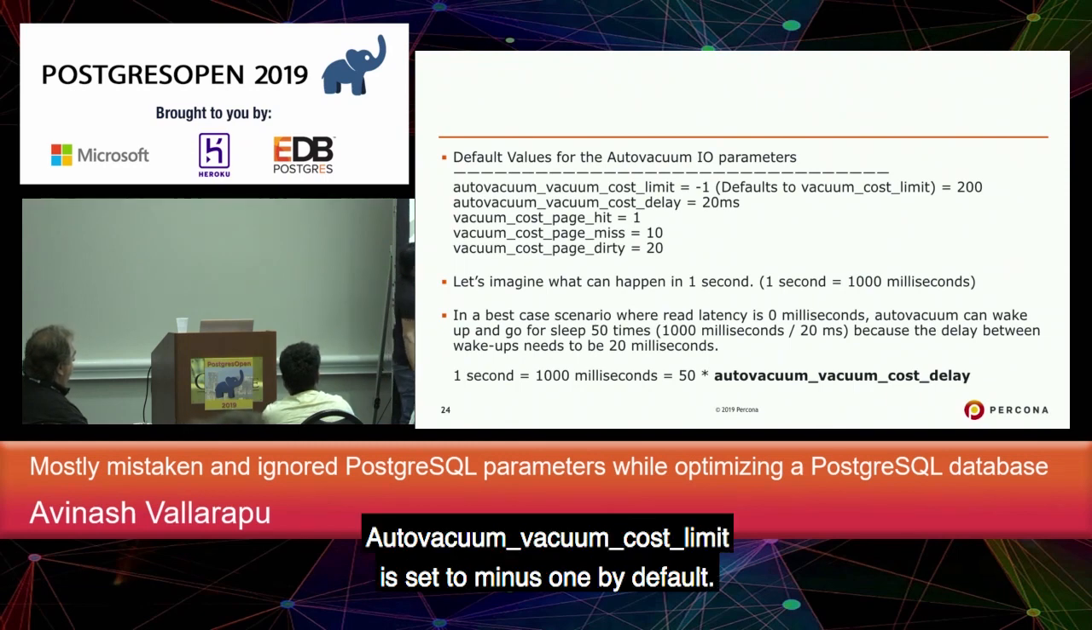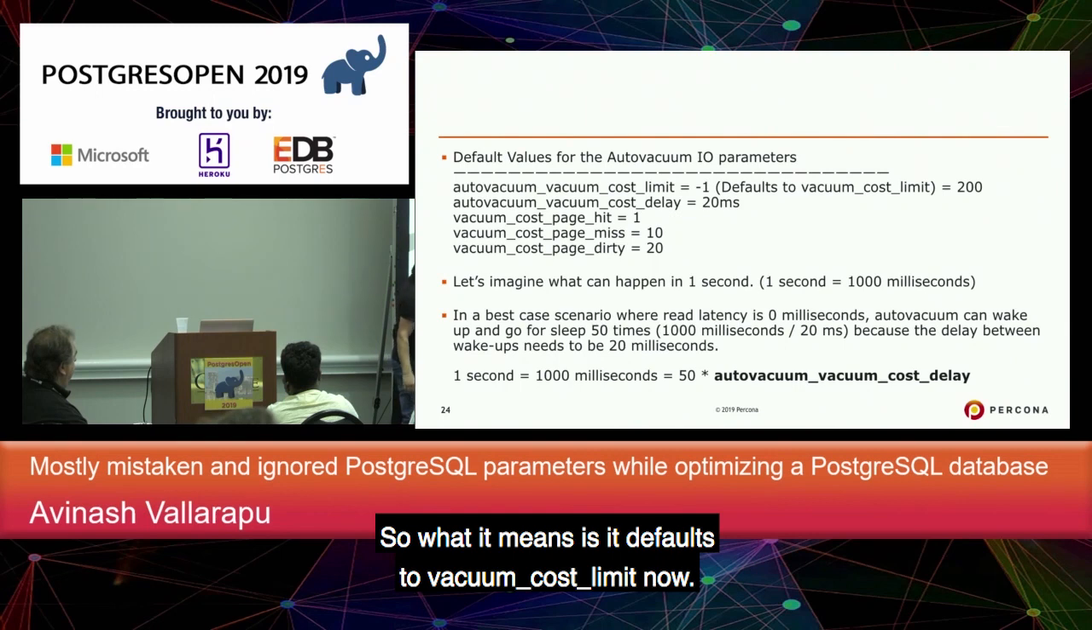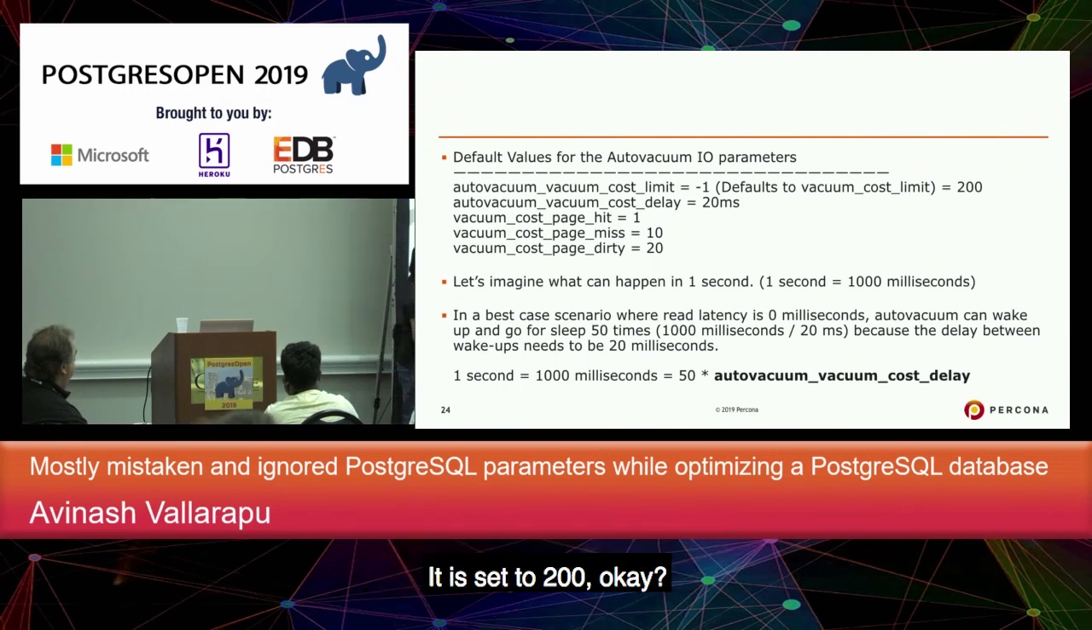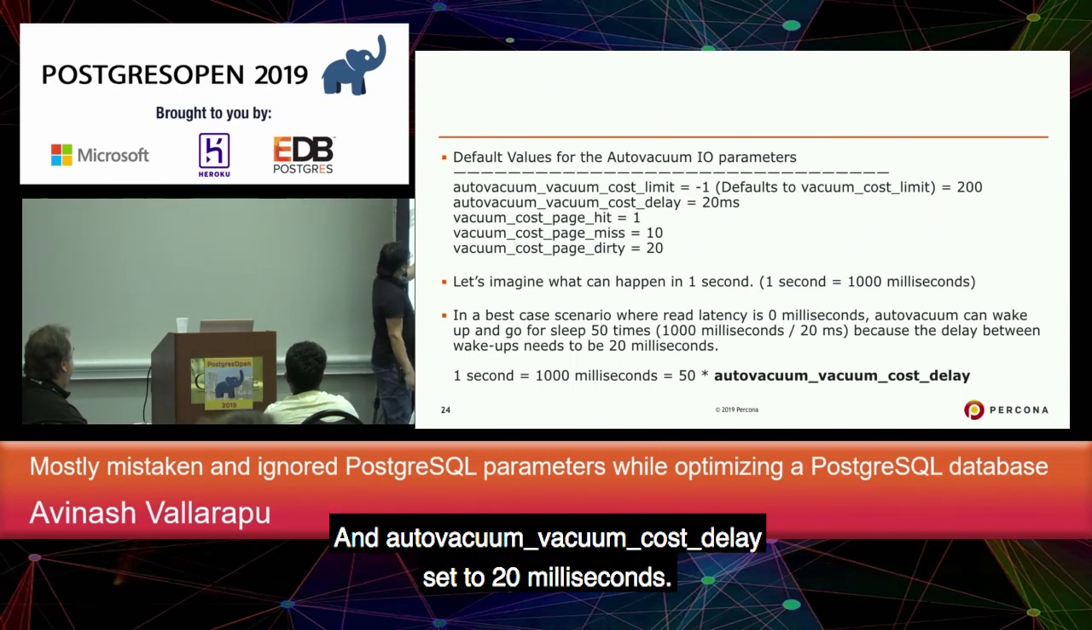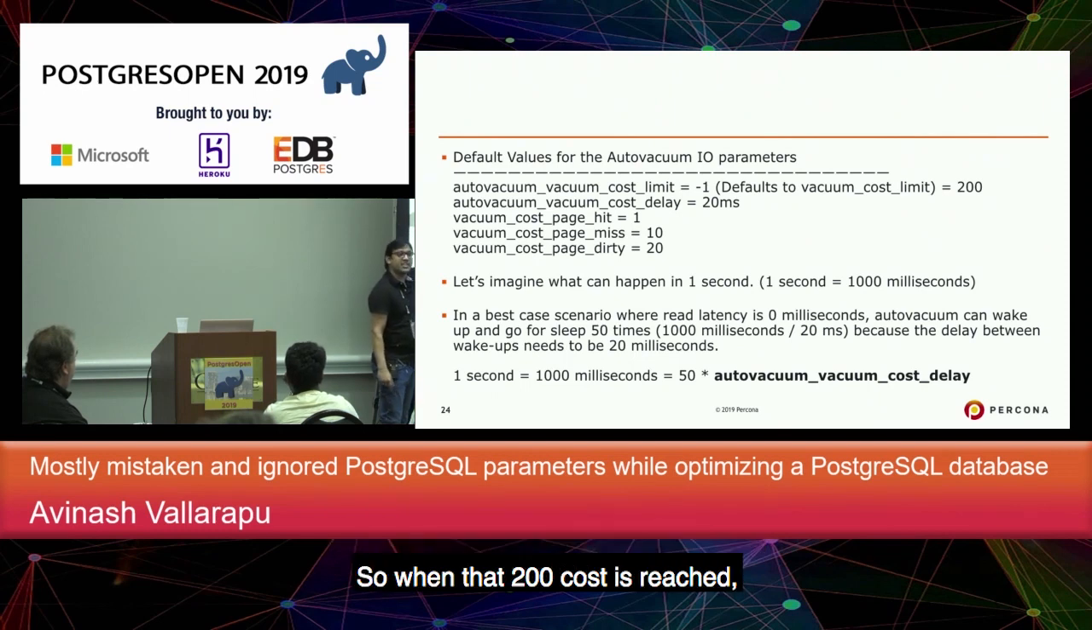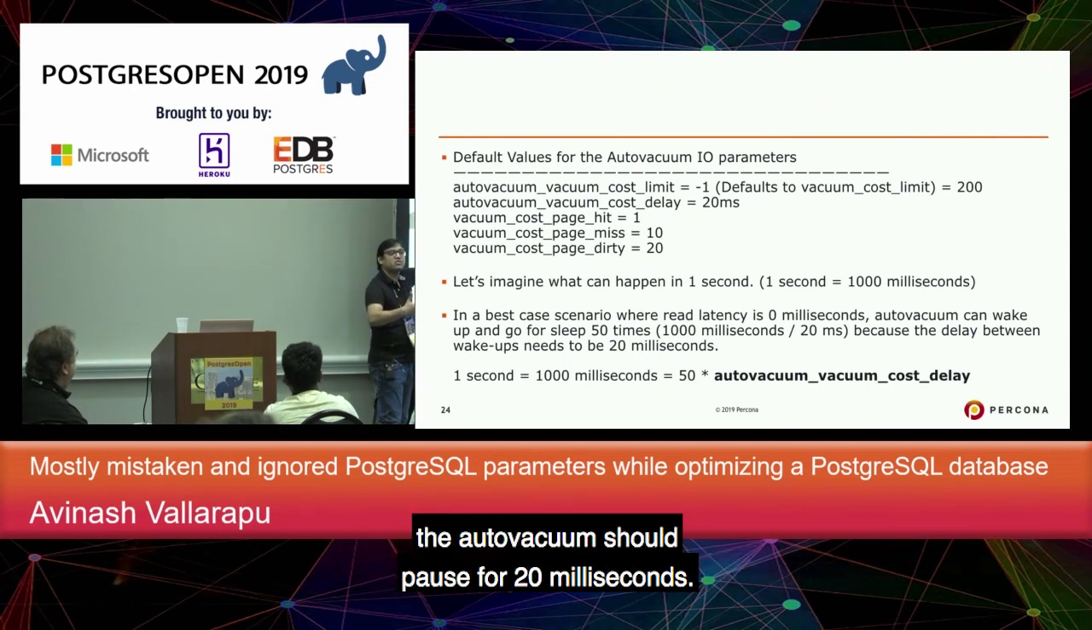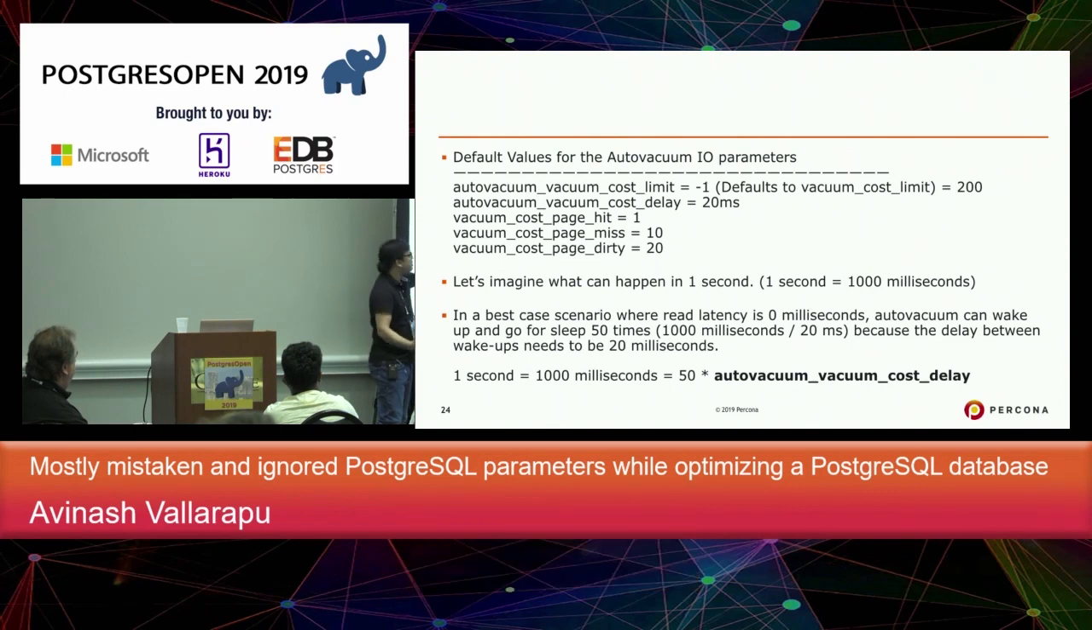AutoVacuum vacuum cost limit is set to -1 by default. So what it means is it defaults to vacuum cost limit now. And what is vacuum cost limit? It is set to 200. Okay? And AutoVacuum vacuum cost delay is set to 20 milliseconds. So when that cost of 200 is reached, the AutoVacuum should pause for 20 milliseconds.